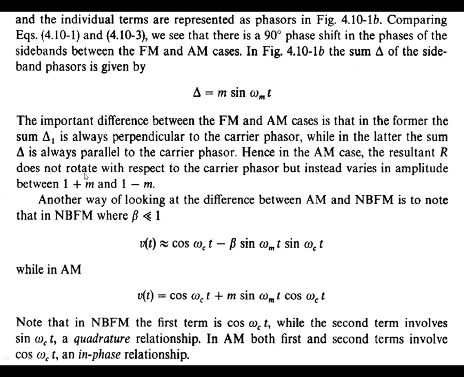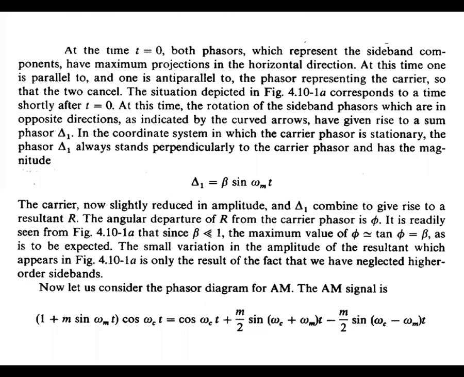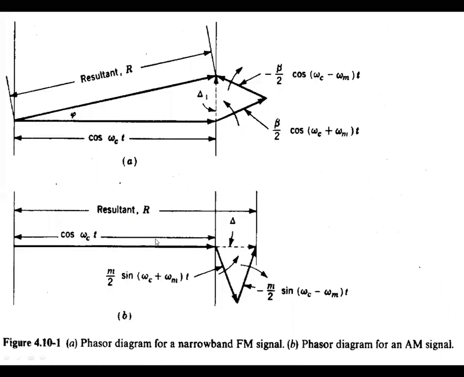Hence, in the AM case, the resultant does not vary in phase with respect to the carrier phasor, but instead varies in amplitude between 1 plus m and 1 minus m. This change between 1 plus m and 1 minus m occurs in AM only, as shown in the phasor diagram. So this is the phasor diagram, where del is the resultant, the upper sideband is plus and the lower sideband is minus. That is not the case in narrowband FM.